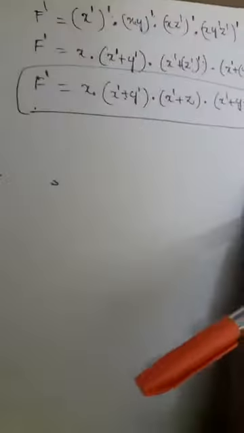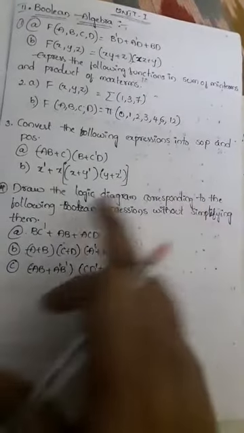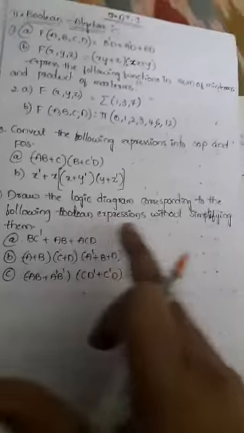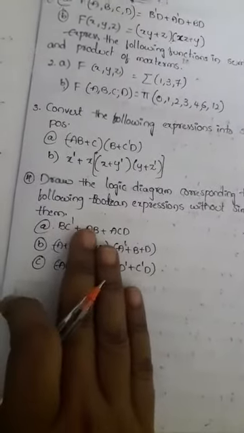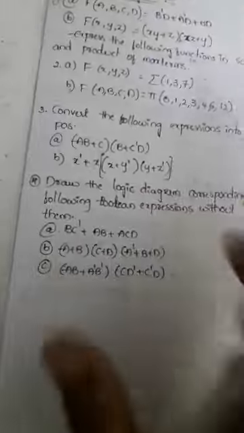If you want to convert any expression into POS or SOP, you just apply the complement for that. Okay, so now coming to the fourth problem. Here just observe: draw the logic diagram corresponding to the following boolean expressions without simplifying them. That means whatever expression we have in that problem, directly based on that we'll draw the logic diagram, based on gates.